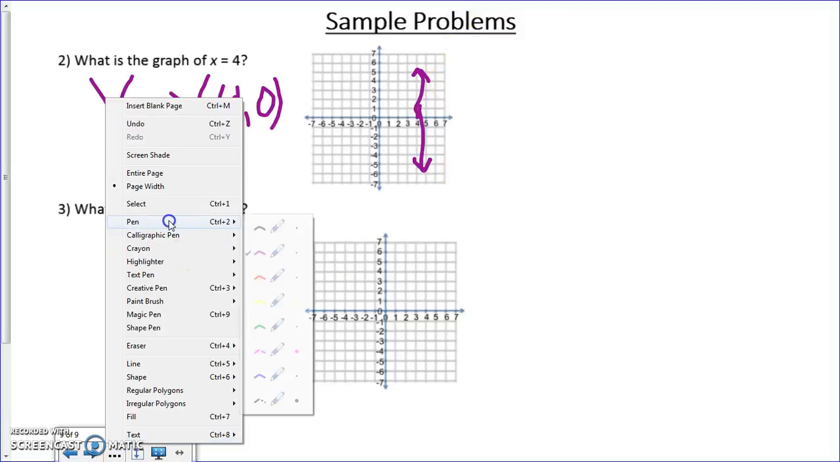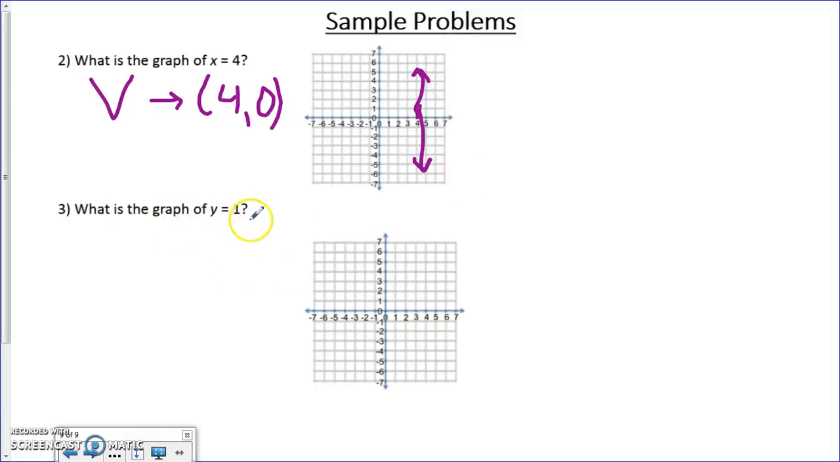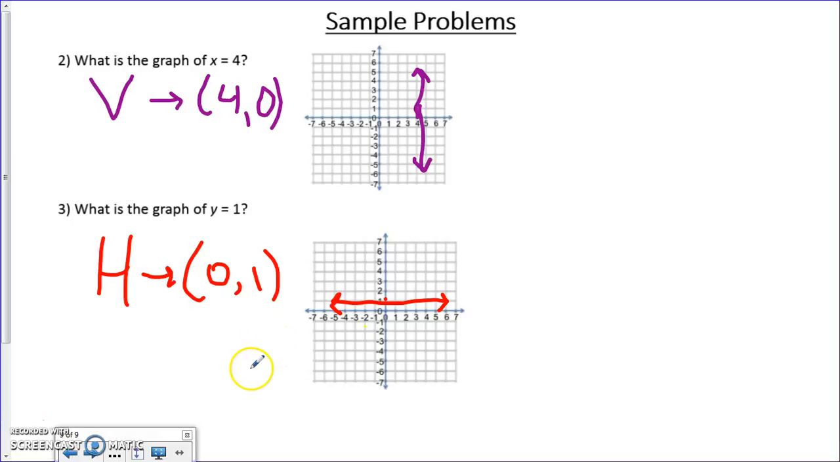And if we look at number 3, what is the graph of y equals 1? Well, if x equals a number is vertical, y equals a number is horizontal, and that's going to go through the point 0, 1, which is right here. It's going to be a horizontal line. I'm going to do the best that I can. Much better. That would be the graph of y equals 1.